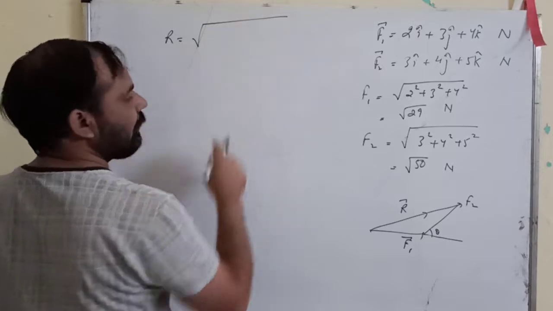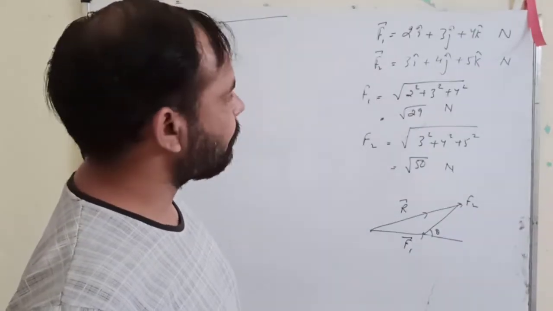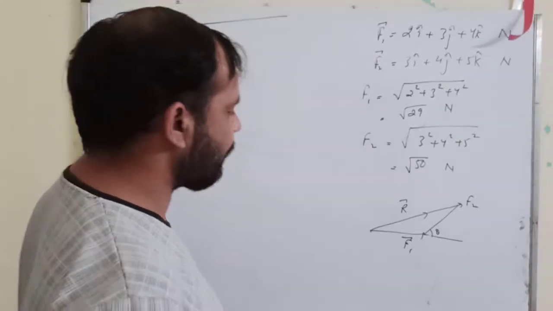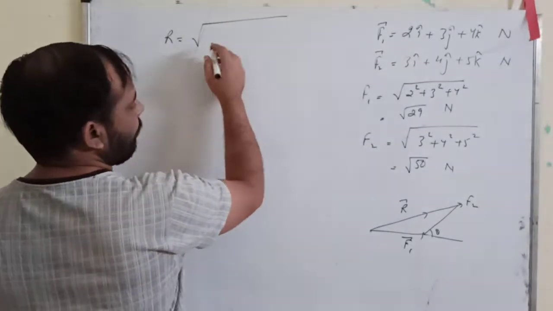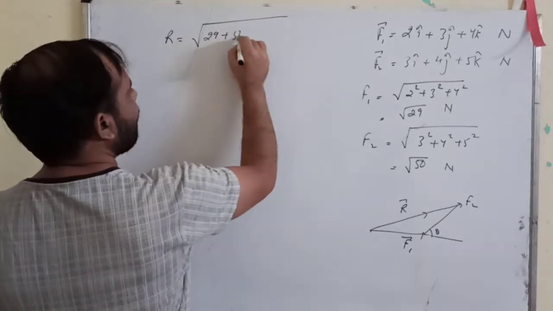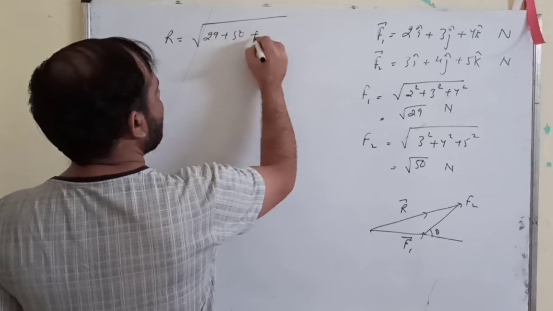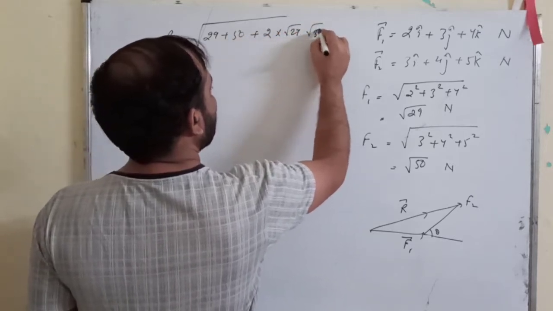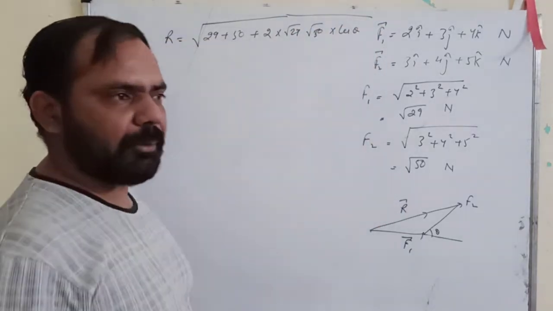So what is my resultant? Under root A square plus B square plus 2AB cos theta. Yes, the formula you told applies. Exactly. What you have to do is f1 square 29 plus f2 square 50, because they are under the square root. So it will be like this, plus 2 into under root 29 under root 50 into cos theta.